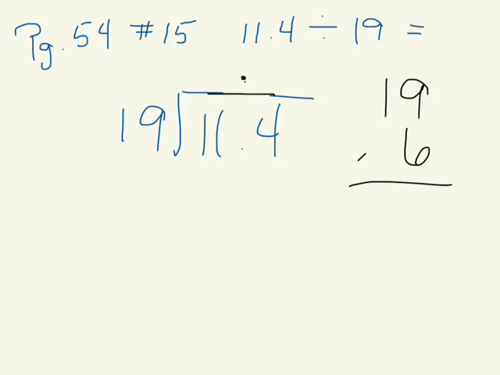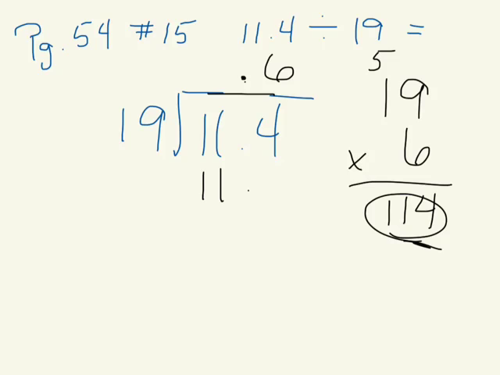19 times 6. 6 times 9 is 54. Carry the 5. 6 times 1 is 6. Plus 5 more gives me 11, which is actually dead on 114. So if we put 0.6 here, 6 times 19, we just figured out over here is 114. Keeping our decimals in line, which gives us 0, and we're done.